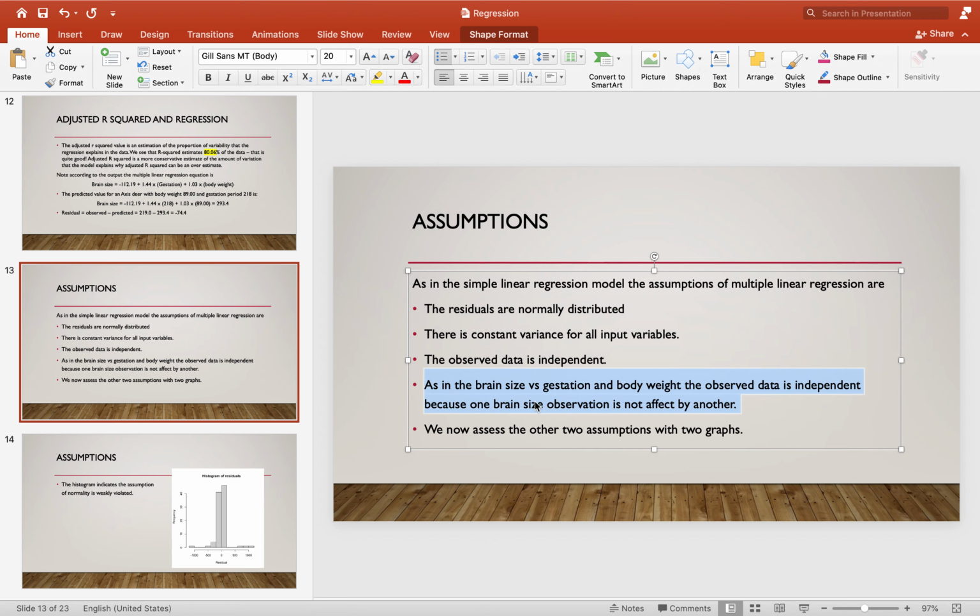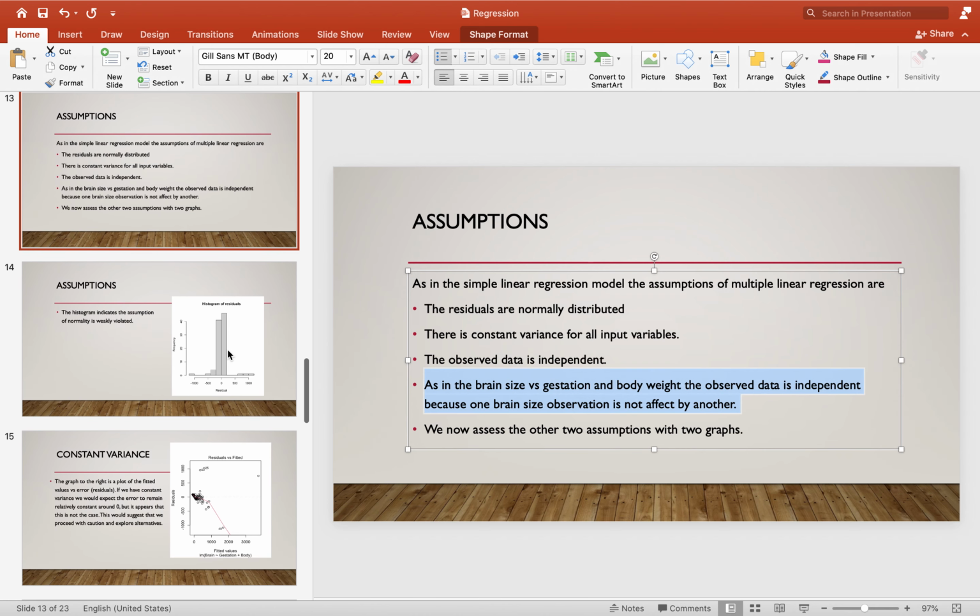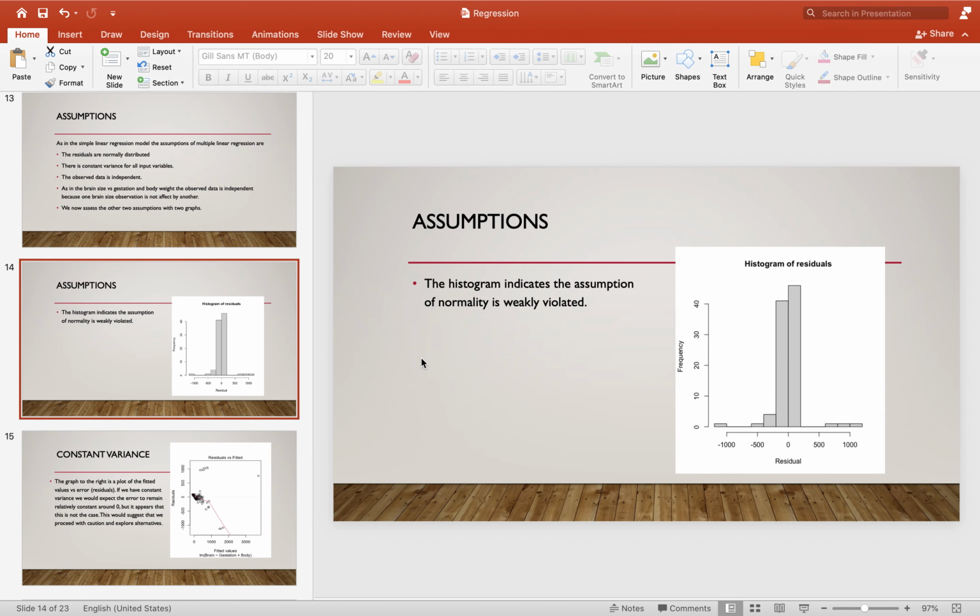We stated our belief on why the data is independent. That's all that's required in this course, and that's all that's really possible. Okay. For the other two assumptions, we'll assess them with some graphs. Okay. So here's a graph of the histogram of the residuals.